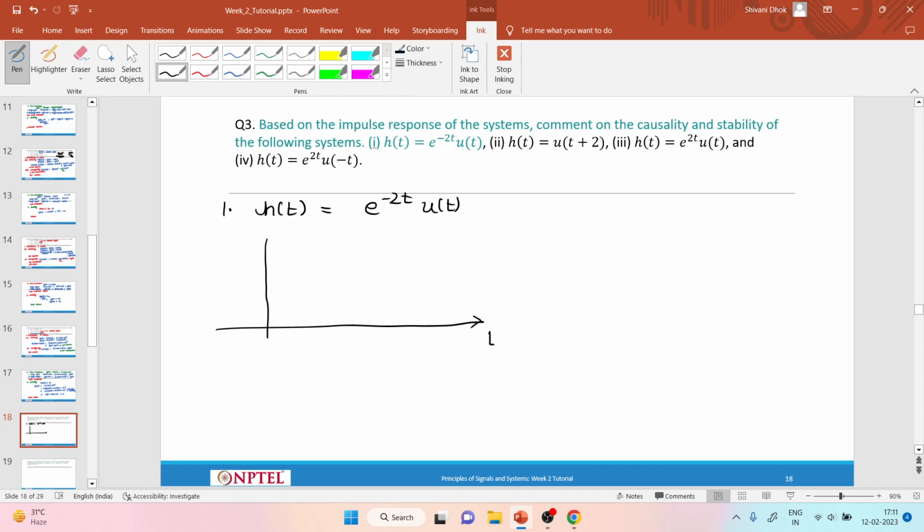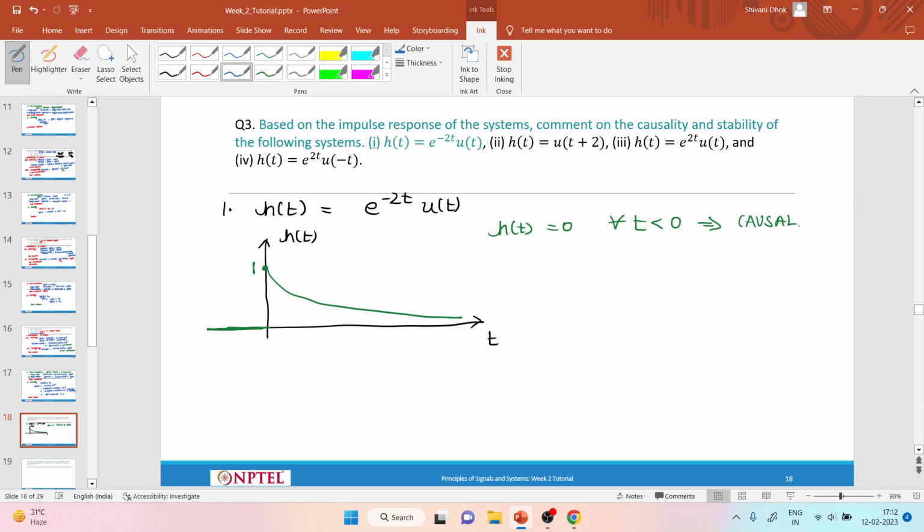So this is my time axis like this, and this is my h of t, and the signal e power minus 2t at t equal to 0 takes the value 1, and then it decays like this and goes to 0 as t tends to infinity. And for all t less than 0, it will be 0. So we observe here that my h of t is equal to 0 for all t less than 0, which means that the system is causal. Now let us look at the stability.